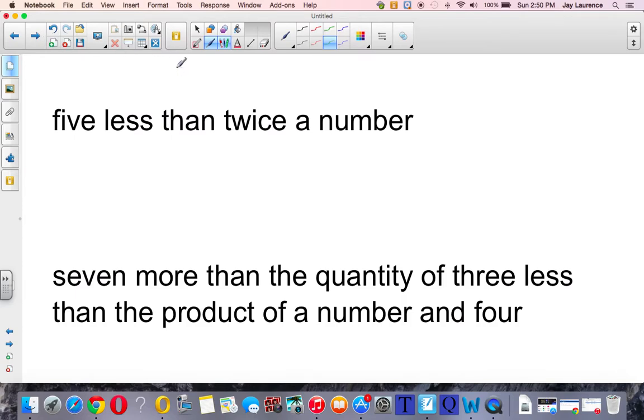Okay, moving right along. Now, we have to do some translations. It says 5 less than twice the number. What does 5 less mean? Does it mean 5 less? Or does it mean 5 less than? Or does it mean 5 minus 5? Which one of these? Well, it's definitely not this one because there is no is here.